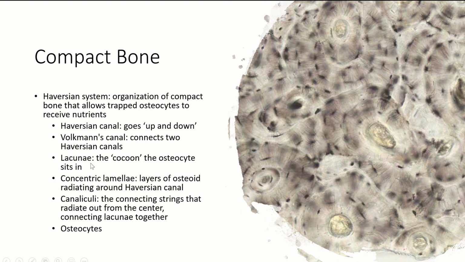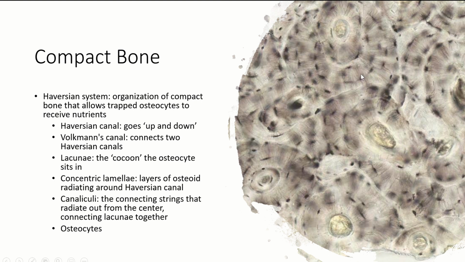Another thing you have is lacunae. The way I think of lacunae is it's like a little cocoon, so lacunae, cocoon, and so it's basically just the space in the osteoid, right? So it's the space in that dense, hard osteoid that the osteocyte is sitting in, okay? So the osteocyte is chilling in its little lacunae.